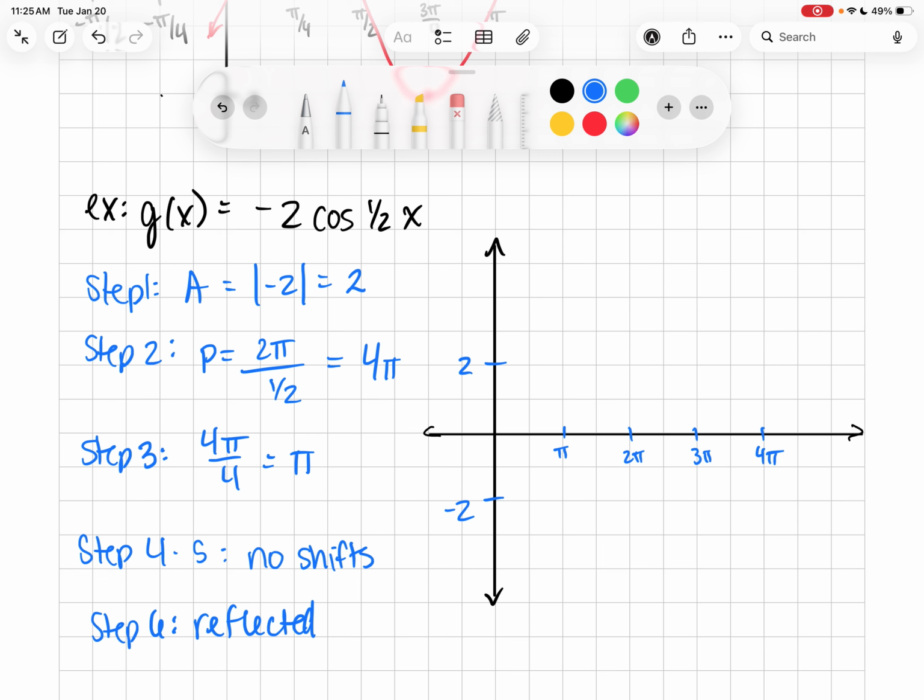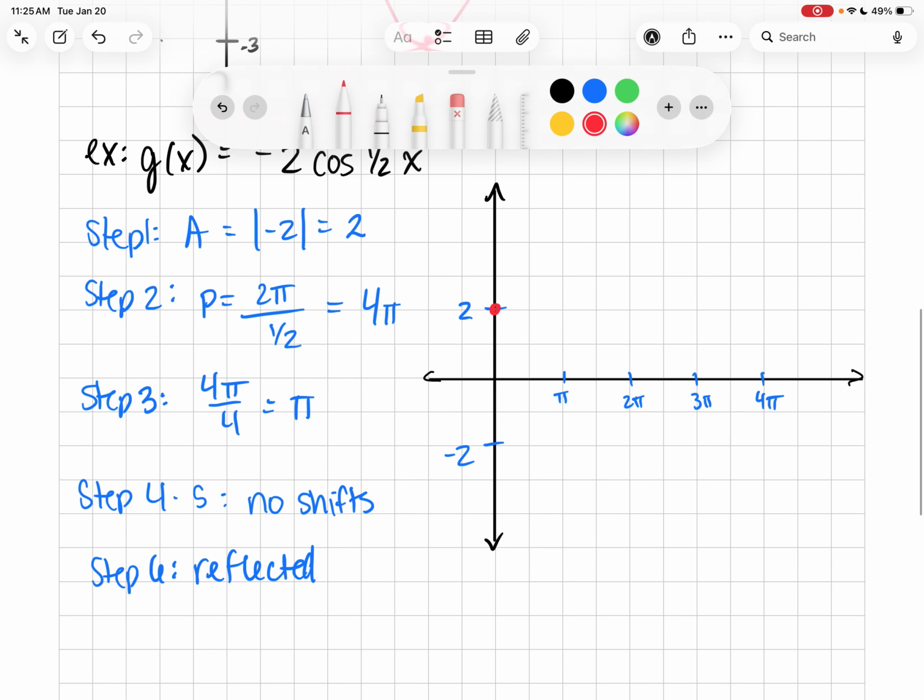So I'm going to graph this one without the reflection first. It's cosine, so it starts at 1 or the amplitude value, so it starts at 2. And then it goes down, down again, and then back up. So this one kind of looks like a V.